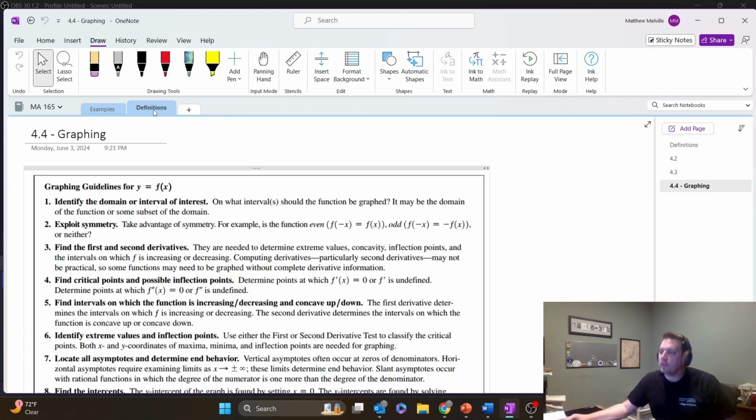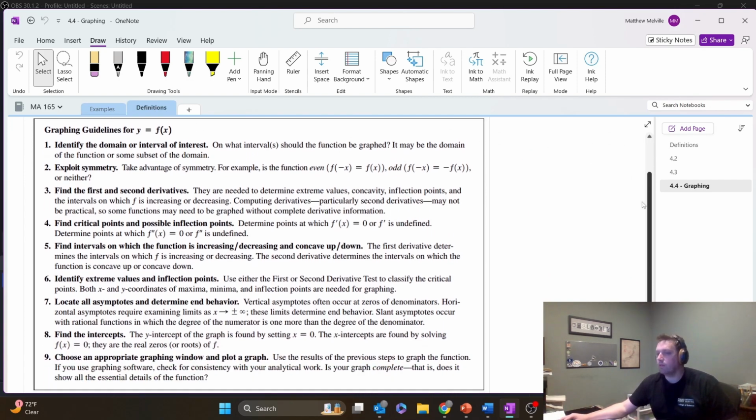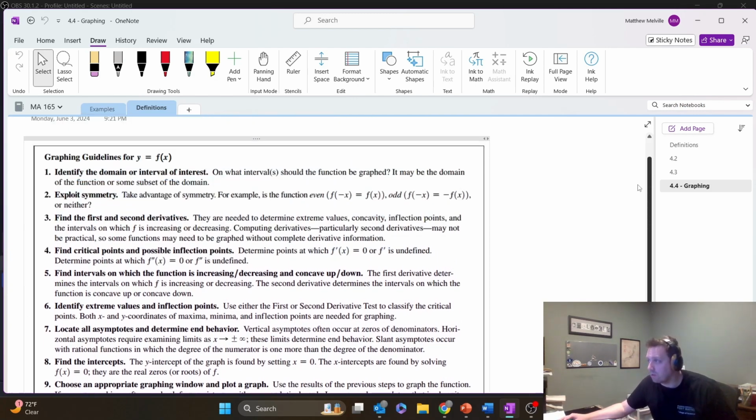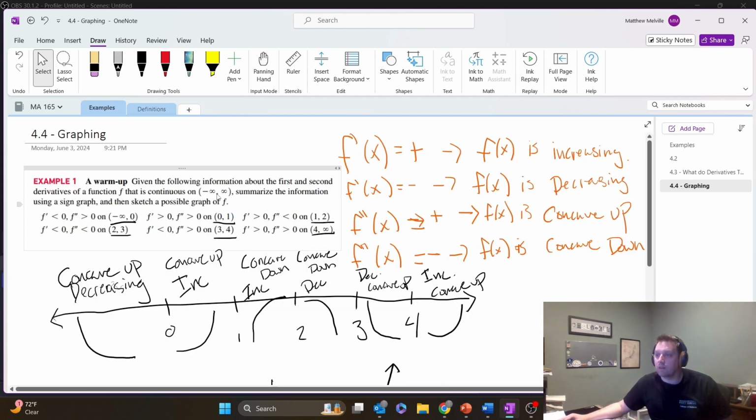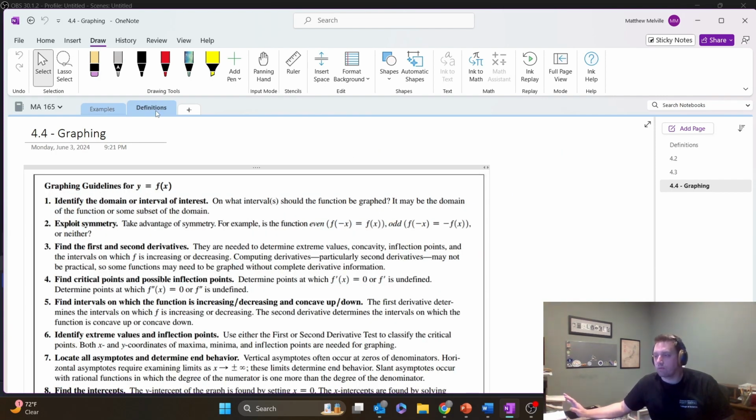So the book kind of gives us some general graphing guidelines, which is good, but if you feel like, I have to proceduralize this, then don't do this. But there's some things to be cautious of. Like it says, exploit symmetry. Well, yes, but knowing whether it's even or odd usually for me comes after I've graphed it, to be honest with you. I never used it to graph, but if it helps you, great. So this says identify the domain or interval of interest. So for us, it wants us to find it from negative infinity to infinity. That's why we did that. Sometimes they'll want you just to graph for a little bit.